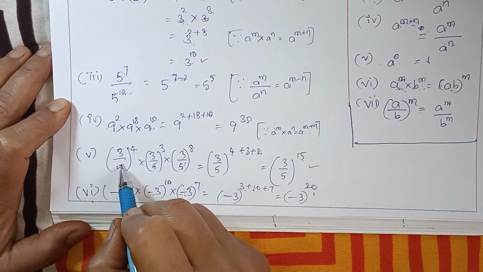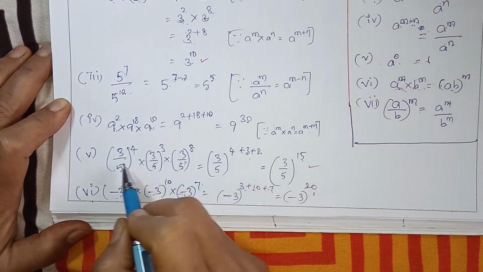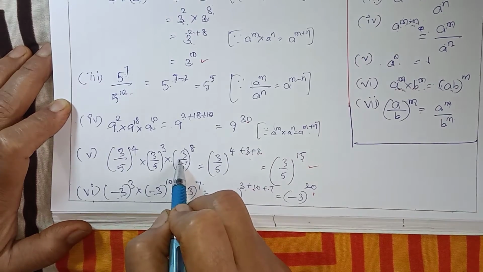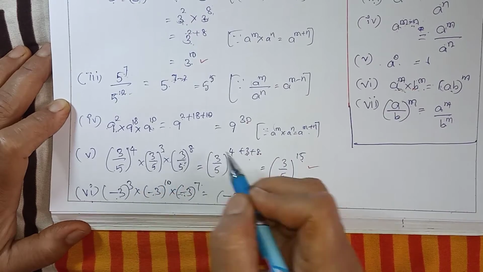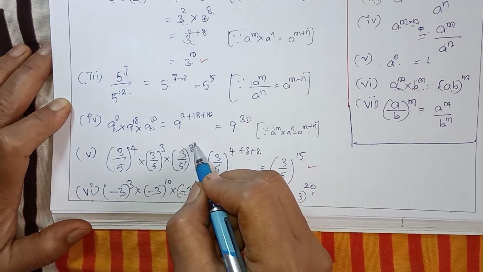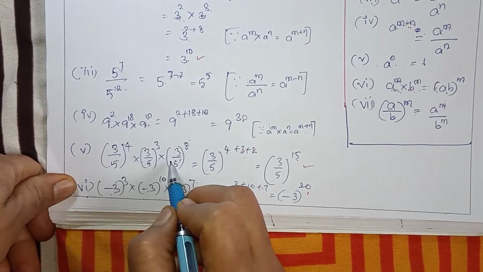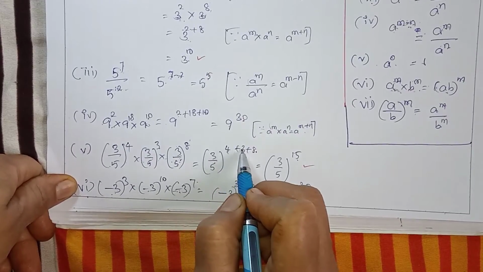What does it mean? All the fractions are same. That means these are bases. All the bases are equal. So if bases are equal, then add the powers. Don't worry about the fraction. Don't apply the exponents to the numerator and denominator. No need. When the bases are equal in a fraction also, you just simply add the exponents.